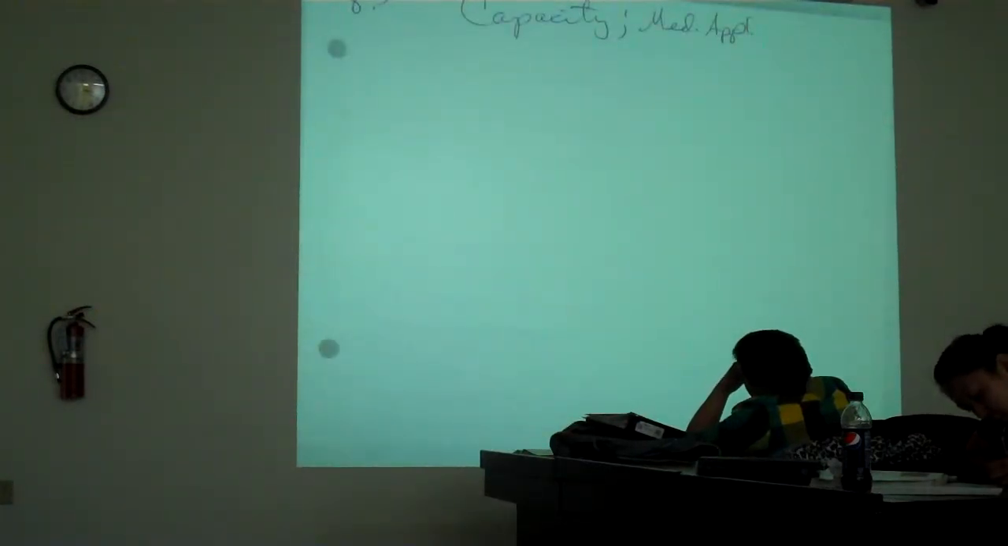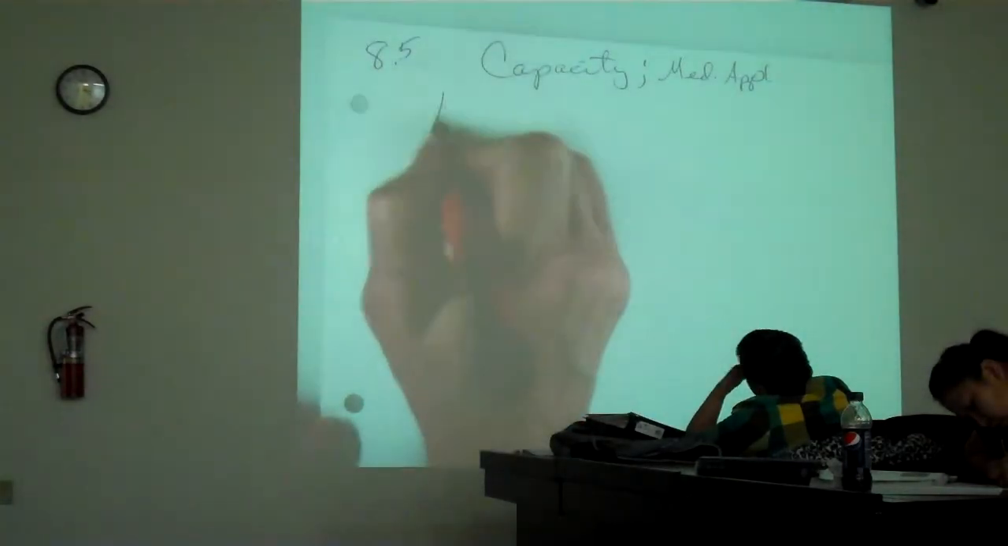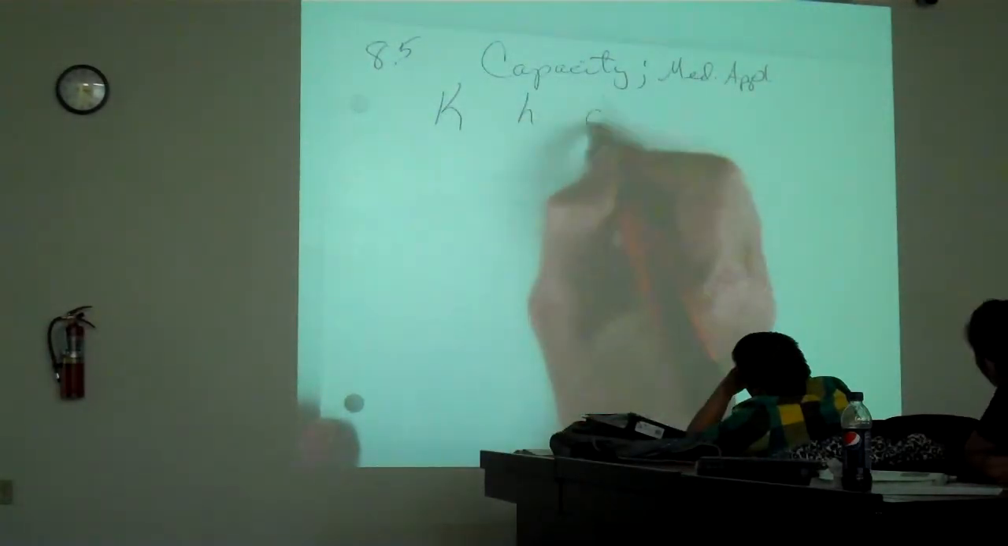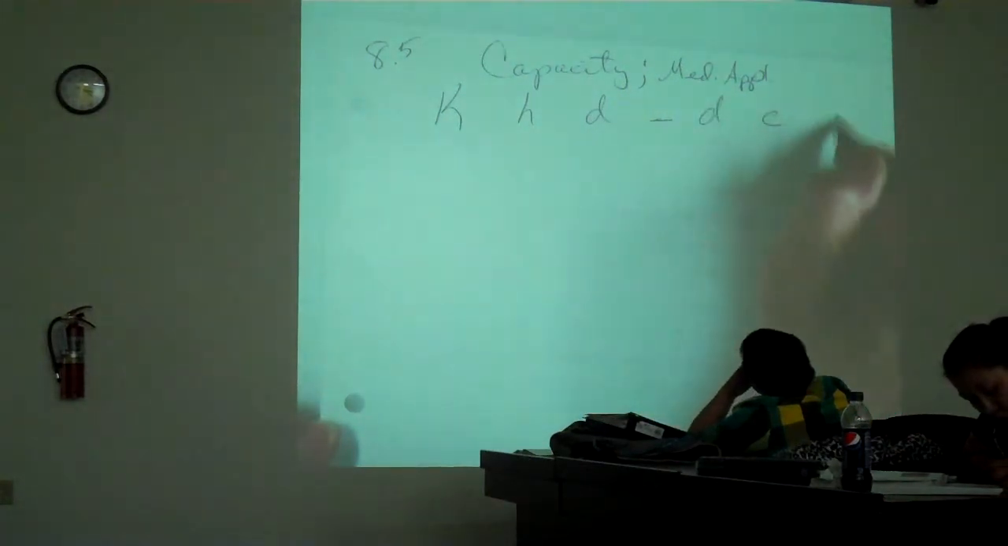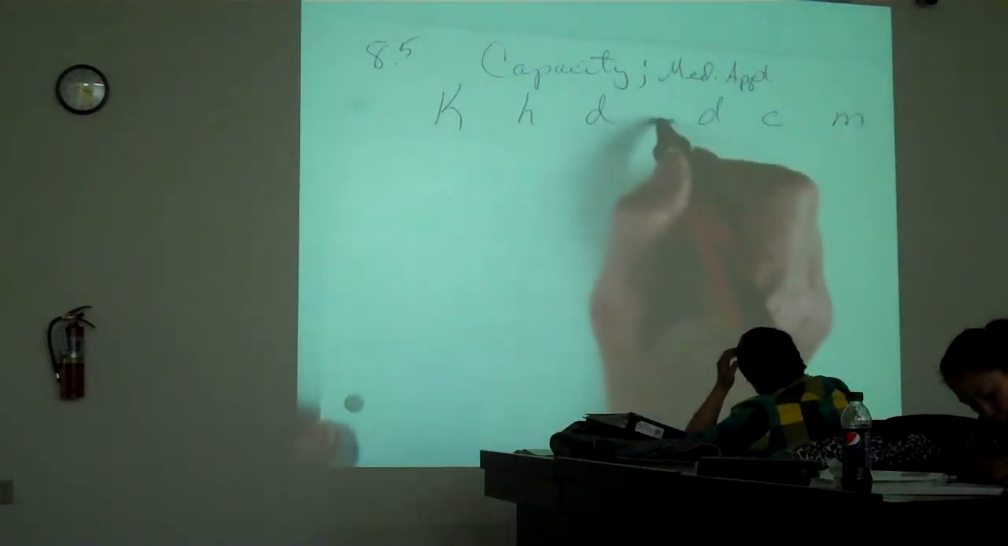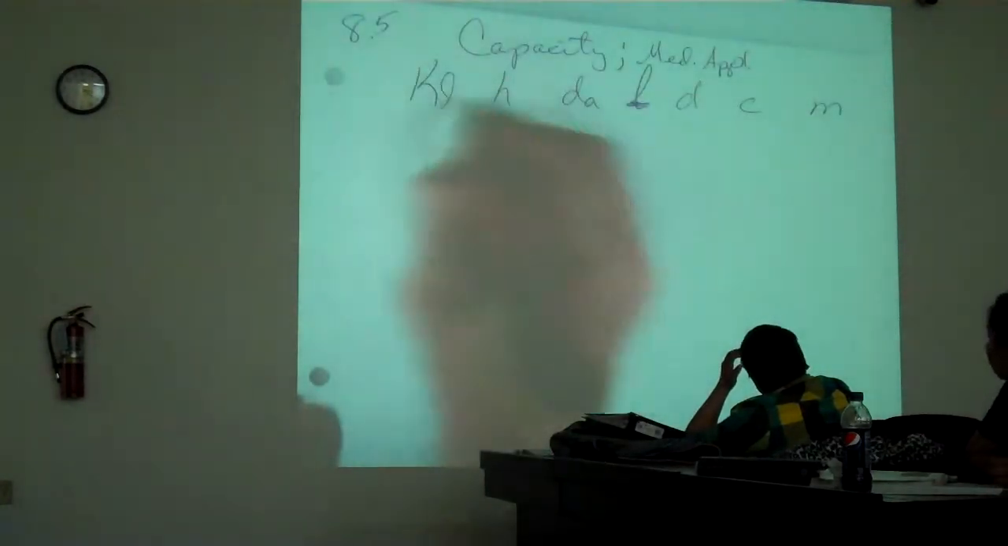Okay, it starts out with liters, and then it goes to gallons and quarts and cups. The liters, you're going to do the same thing. King Henry died Monday drinking chocolate milk. But instead of meters, it's liters this time. So you'll use these.